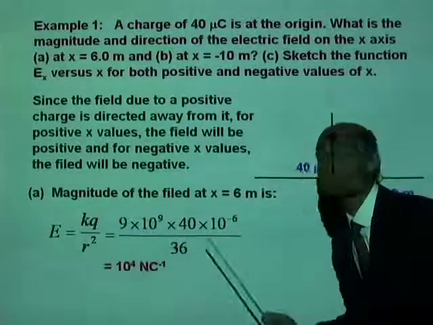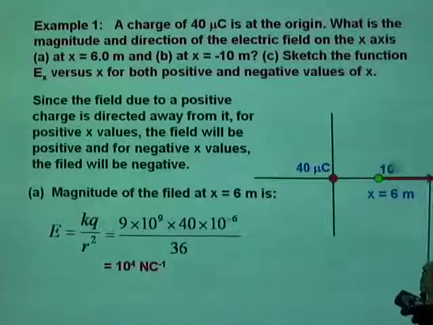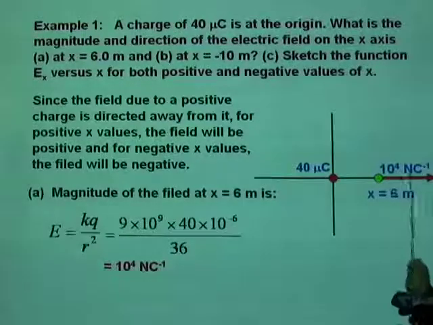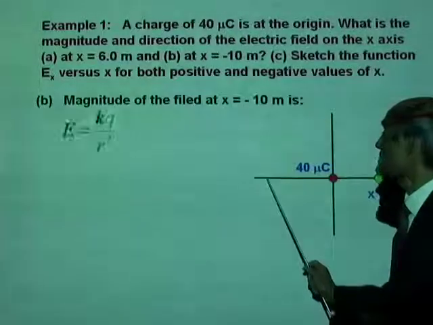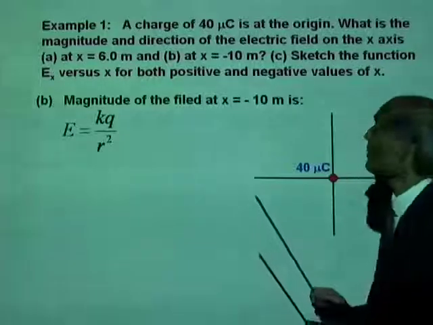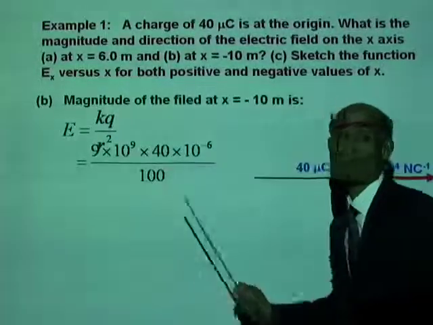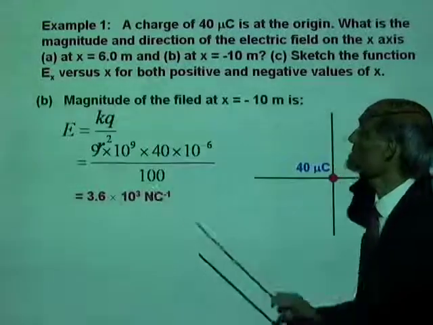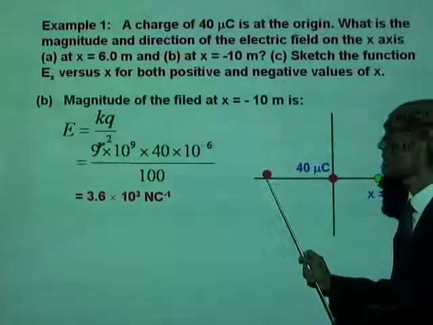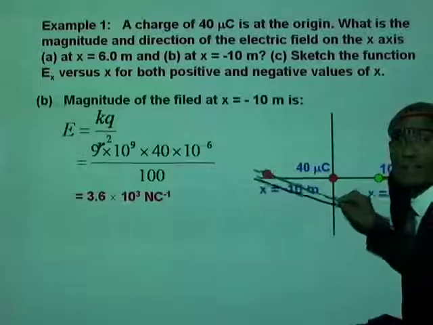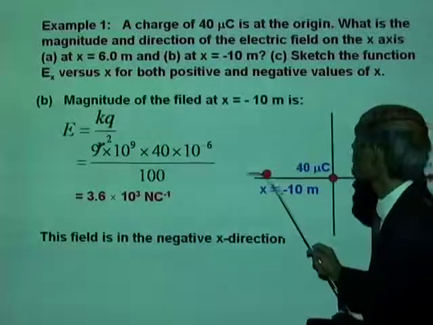Now what is the direction of this field vector? This field vector will be directed away from the charge. Right, so this is 10 to the power 4 Newton per coulomb, directed in the positive x direction. The magnitude of the field at x equal to negative 10 will be again E equal to kq over r squared. The only difference is now r is 10, r squared is 100, and that will be 3.6 times 10 to the 3 Newton per coulomb, and this is the point 10 meter to the left of the origin. And what will be the direction of the electric field there? The electric field at this point will be directed away from the origin. Now this field is in the negative x direction.